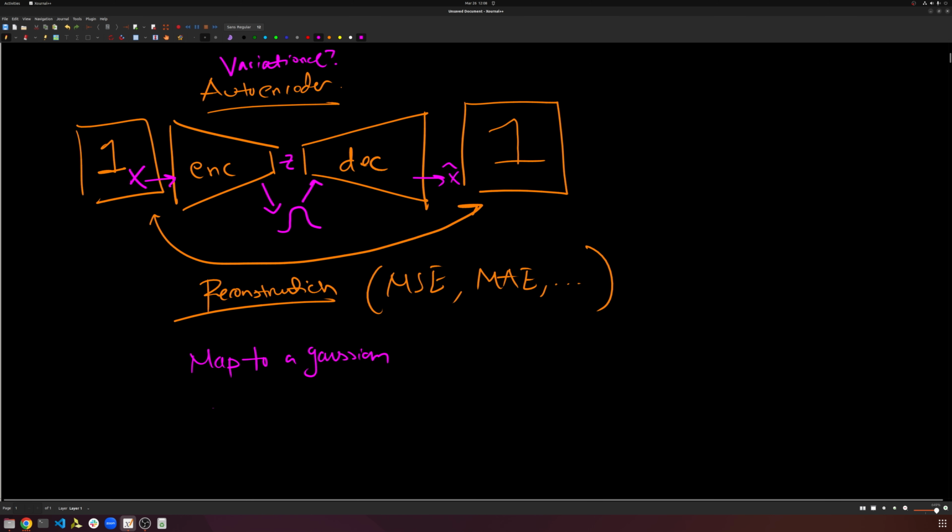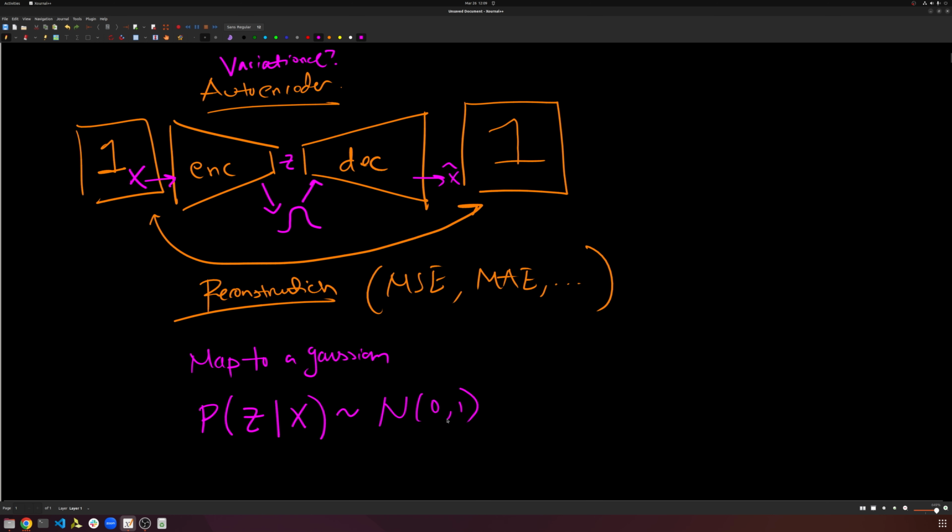What we want is the probability of Z, our compressed variable, given X, to be roughly standard normal. We want probability of Z given X to be a standard normal distribution. And the only way for us to do this is to add a new loss function. We had reconstruction earlier, but we need to add a new loss function that will penalize the model such that it knows to make Z close to Gaussian. So we need to somehow do that.